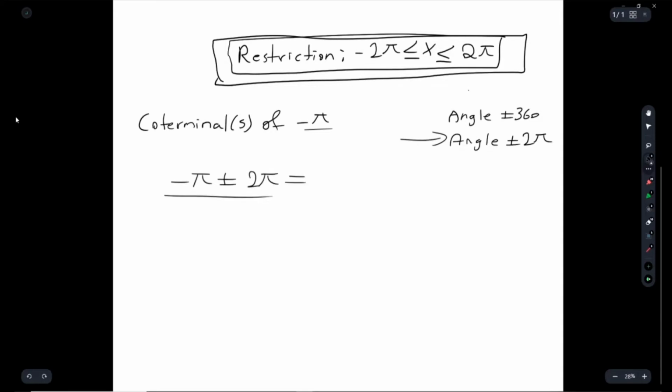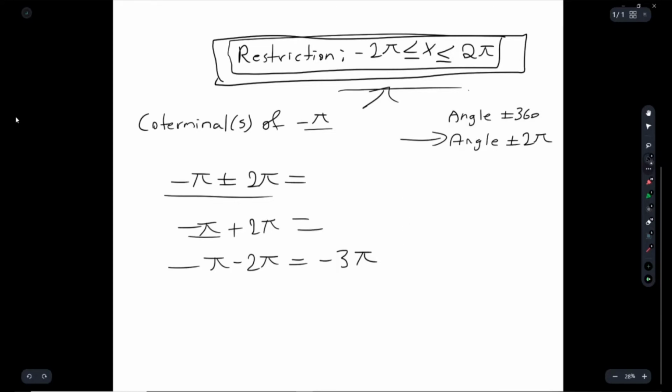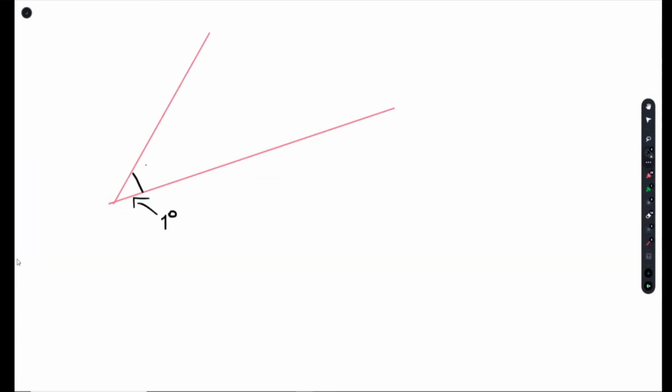So we have to think of a number that's in this restriction, and the only number that works is negative pi plus 2 pi. Because if it's negative pi minus 2 pi, it will equal negative 3 pi, and that's not in our restriction. So negative pi plus 2 pi is equal to pi. And that's our only answer. This one's rejected.